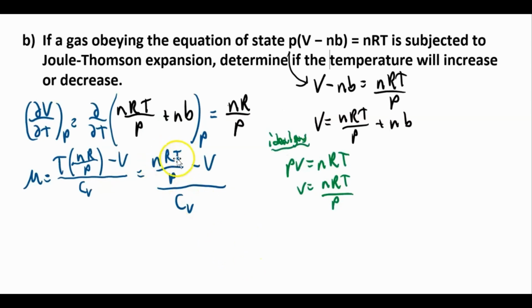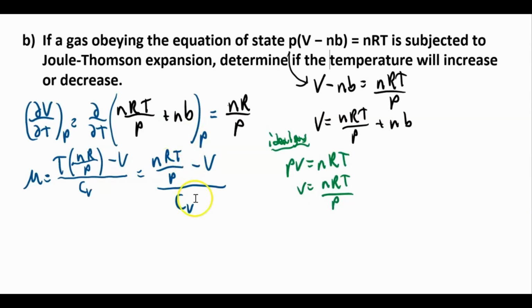So this left-hand term in the numerator is V. V minus V is 0. So the Joule-Thomson expansion coefficient would be 0, and it is 0 for an ideal gas. That means when a gas expands isenthalpically, so with constant enthalpy, then it won't increase or decrease in temperature.